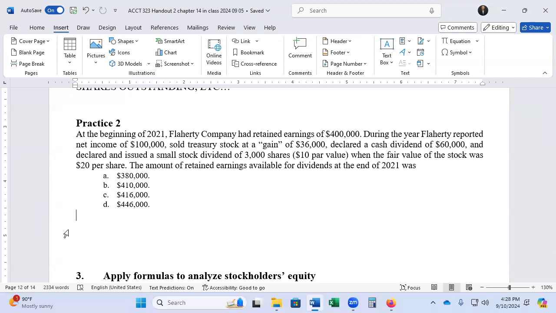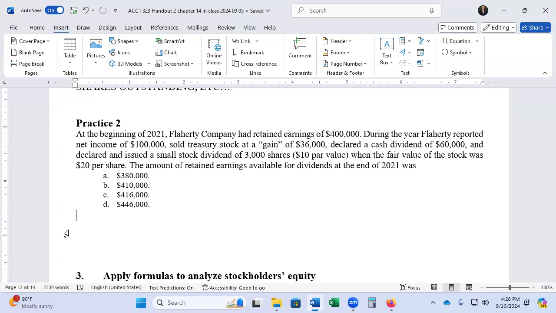Company had retained earnings of 400,000. I know this is practice, but it's a little complicated, so I'm gonna help you with it. During the year, Flaherty reported net income of 100,000 and sold treasury stock at a gain of 36,000. Declared a cash dividend of 60,000 and declared and issued a small stock dividend of 3,000 shares, $10 par value, when the fair value of the stock was $20 per share.